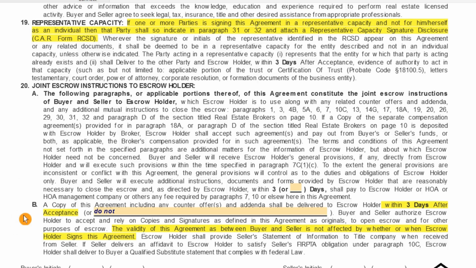Section B simply states that a copy of the agreement plus any counteroffers and addenda need to be delivered to the escrow holder within 3 days after acceptance. And then the validity of the agreement, as between the buyer and the seller, is not affected by whether or when escrow holder signs this agreement. The contract is actually valid once both parties sign off on it.